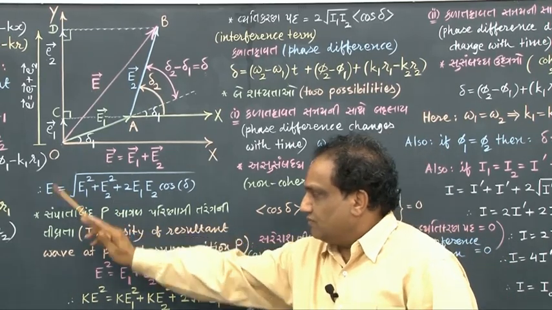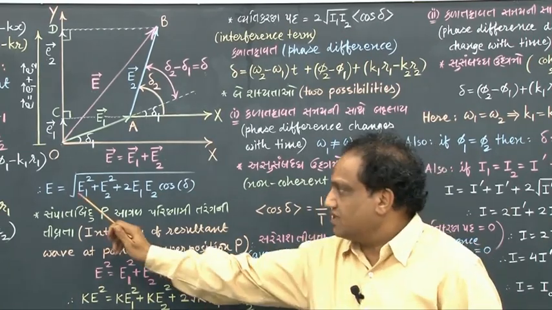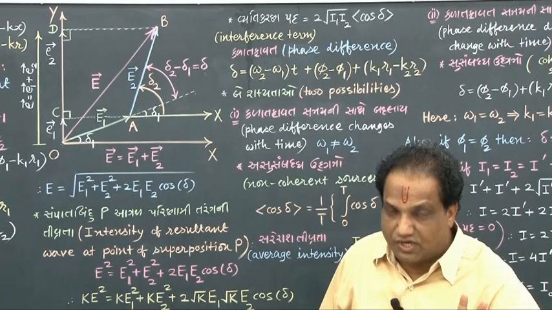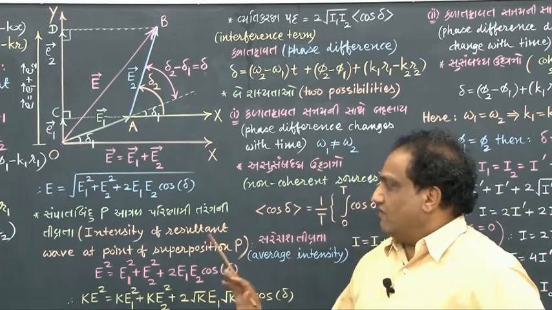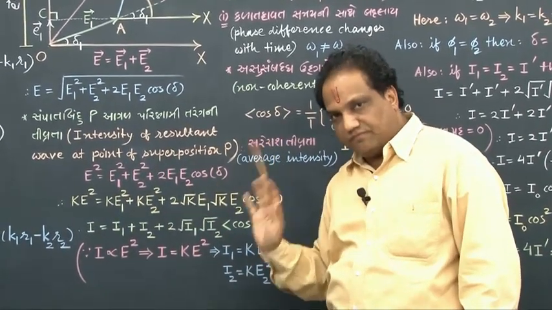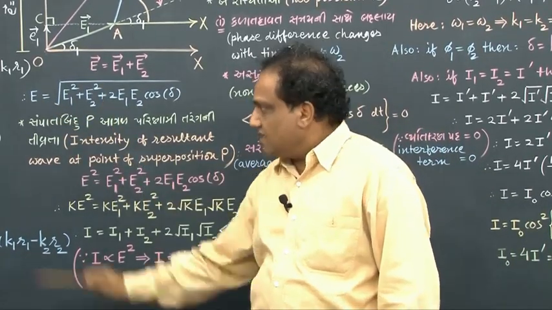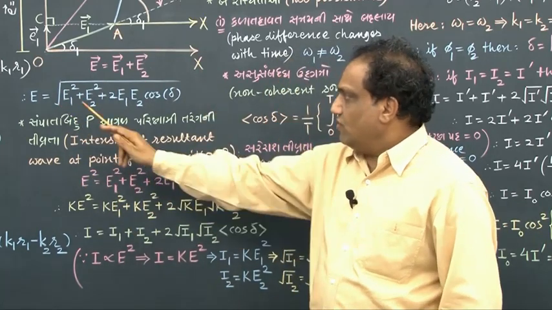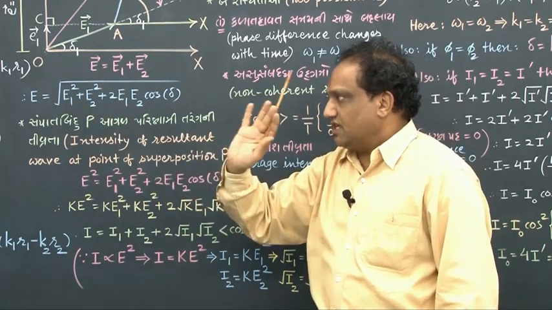Now tell me, this is the amplitude of the resultant electric intensity vector, or you can say it is the amplitude of resultant oscillation, or sometimes we call it the amplitude of the resultant wave. Fine. And now we want the expression of intensity of the resultant wave at the point of superposition. Take squares on both sides. When you take squares, the square root will vanish, giving you E square equals E1 square plus E2 square plus 2 E1 E2 cos delta.